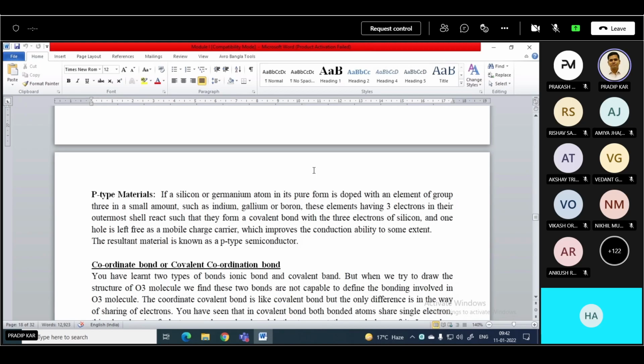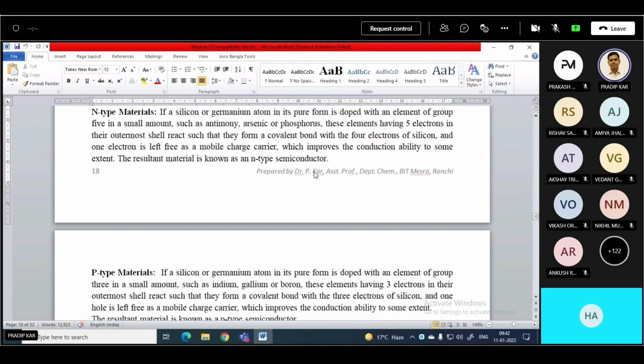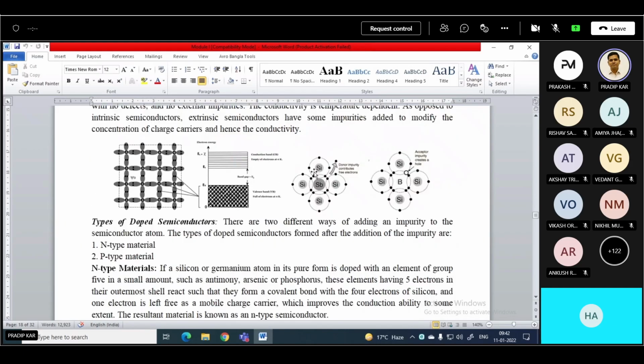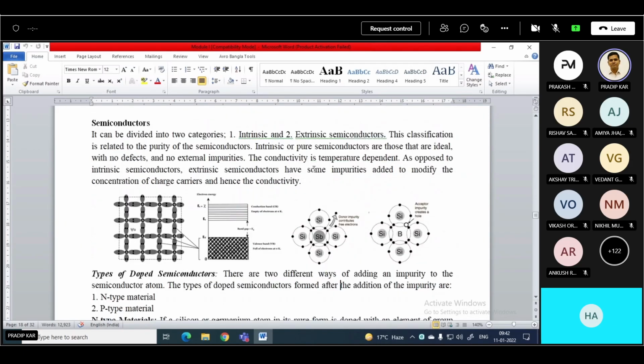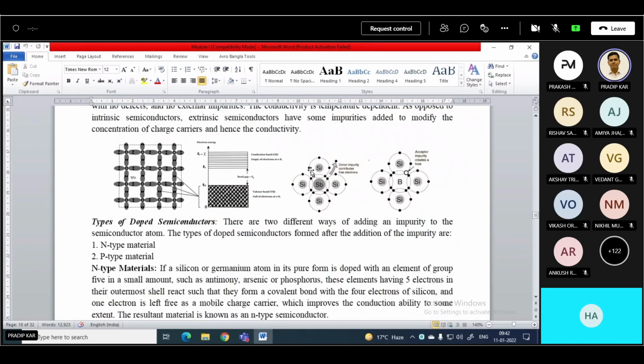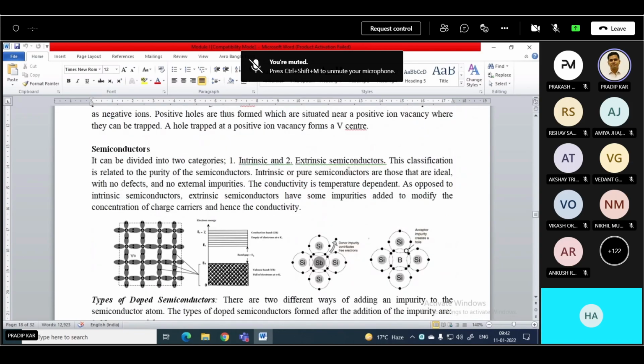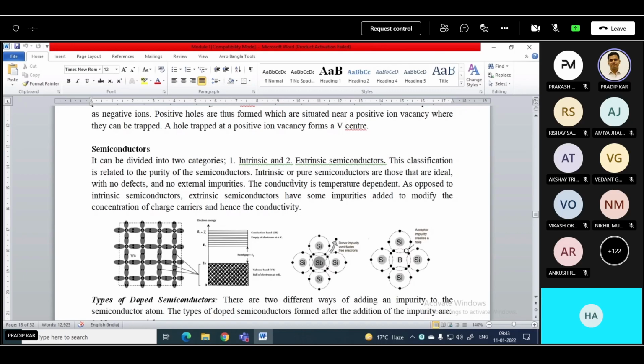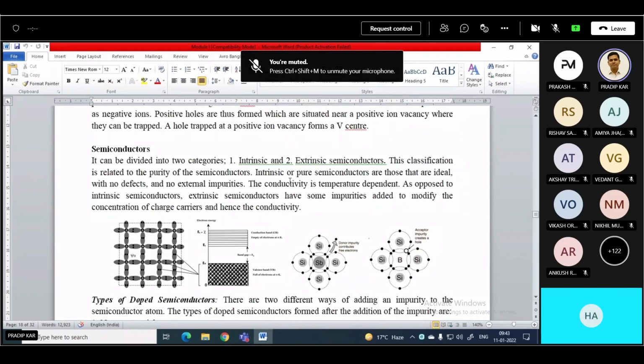P-type doping, P-type material, P-type dopant, N-type doping, these terms are used. Doping is very important to have the semiconducting nature for some of the extrinsic semiconductors. And for intrinsic semiconductors, we can improve the semiconductivity by introducing defects within the crystal structure.